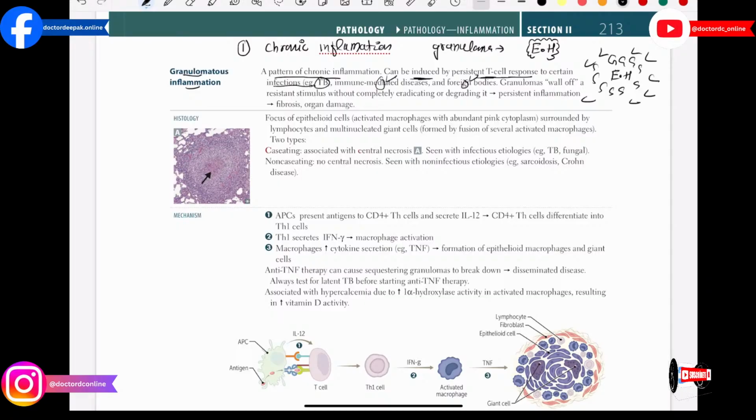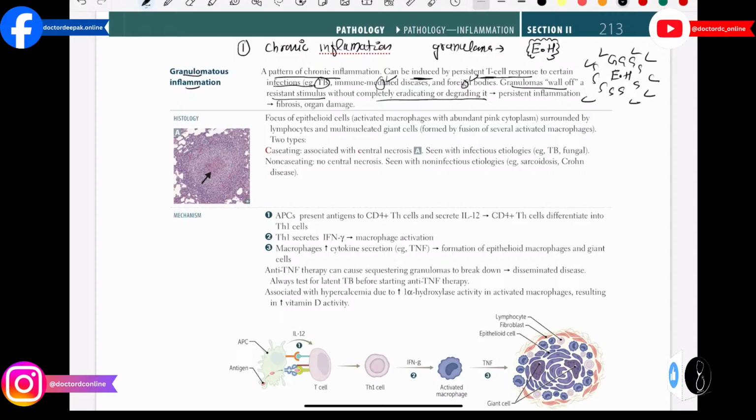First of all, remember it is a subtype of chronic inflammation, and if in your body chronic inflammation persists for many months or years, then these infections will lead to the formation of granuloma. Like if you have tuberculosis infection, or an immune mediated disease, like many autoimmune diseases, these can lead to formation of granuloma. If you have a foreign body, it can cause chronic inflammation that can lead to granuloma. Then he says granuloma walls off a resistant stimulus without completely eradicating or degrading it.